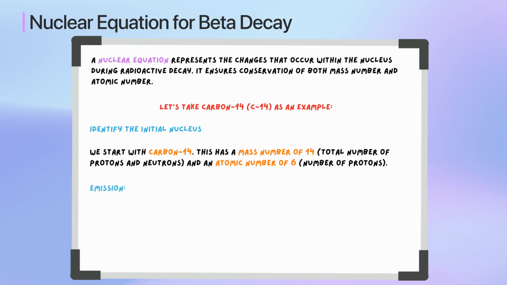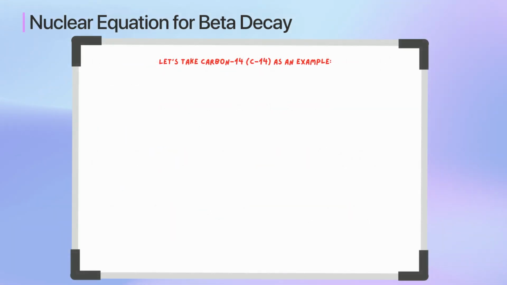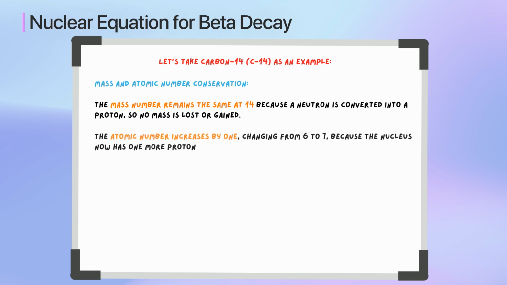During beta decay, a neutron in the carbon-14 nucleus is converted into a proton and an electron. The electron, which is the beta particle, is then emitted from the nucleus. The next step is to consider mass and atomic number conservation. The mass number remains the same at 14 because a neutron is converted into a proton, so no mass is lost or gained. However, the atomic number increases by 1, changing from 6 to 7, because the nucleus now has 1 more proton.